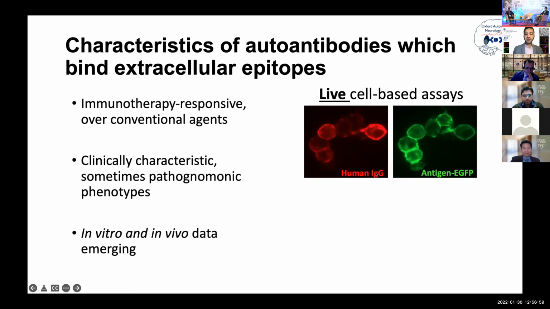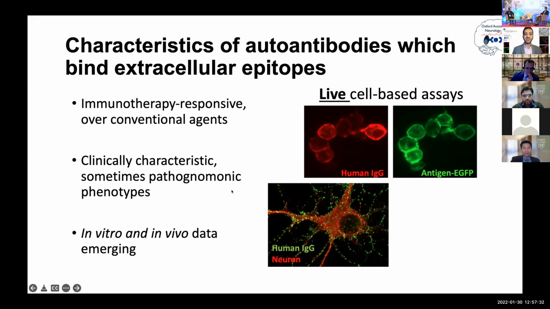And that's why we go to the effort of running live cell-based assays, as you heard earlier today from Dr. Flanagan with aquaporin 4 and MOG IgG. We run these for all the antigens we test. So we are able to say that for sure the patient's antibodies are binding to the live cell expressing the target, and hence must be binding the extracellular domain of that target. And this is one of the very beautiful pictures we can get when we perform those assays.